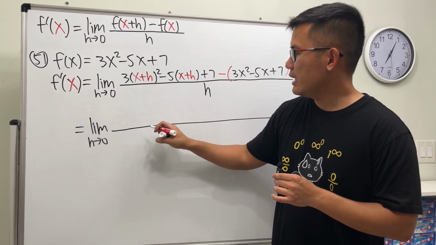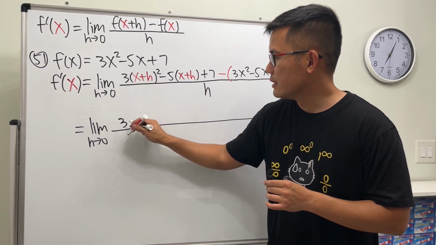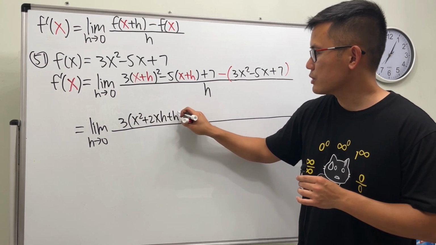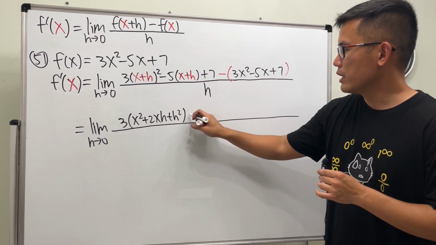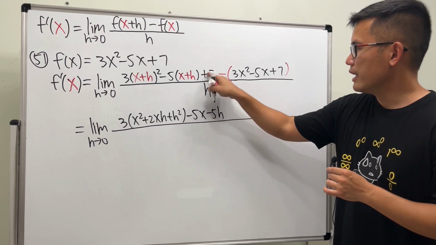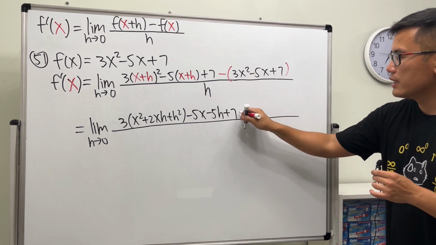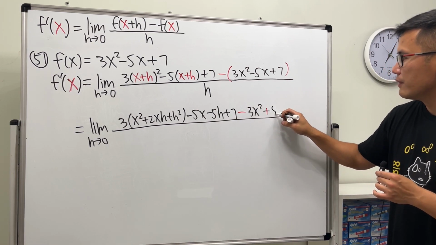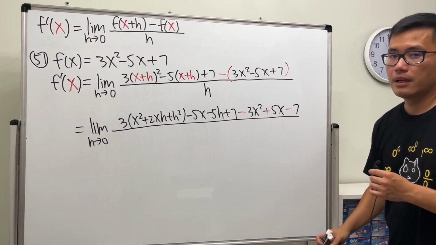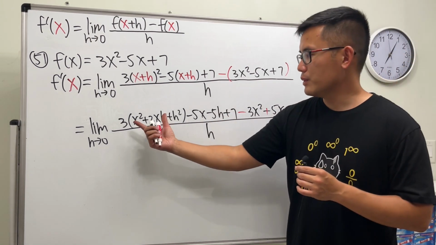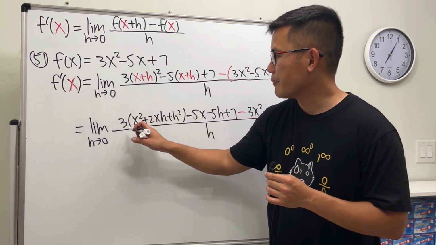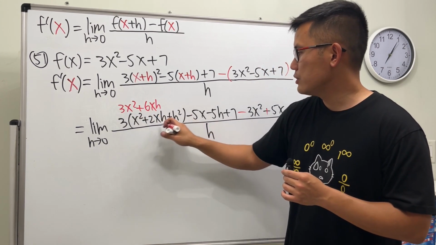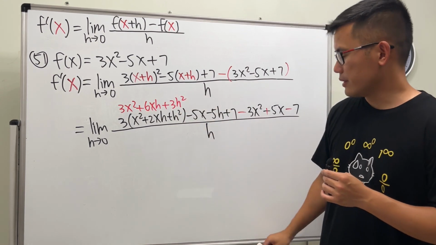Open this, we get 3 in the front, and then we have, let's just put this down in black, x squared plus 2xh, and then plus h squared. And then distribute it, we get minus 5x minus 5h, and then this is the plus 7. Distribute it, we get negative 3x squared, minus minus becomes plus 5x, and then minus 7, and then all over h. But don't forget, we still have this to be distributed. Let me just put it on the top. Here we have 3x squared plus 6xh, and then plus 3h squared.